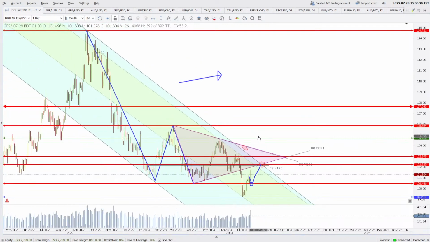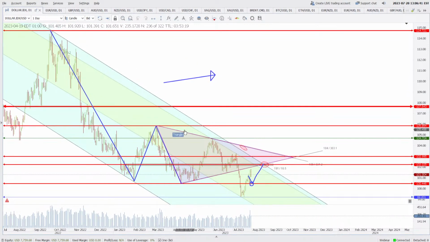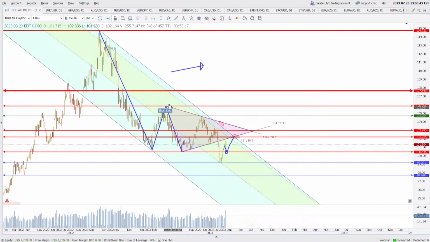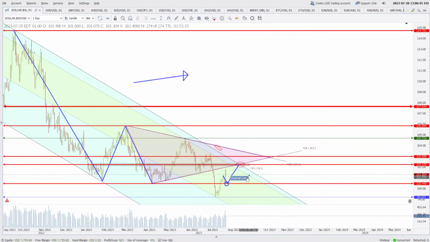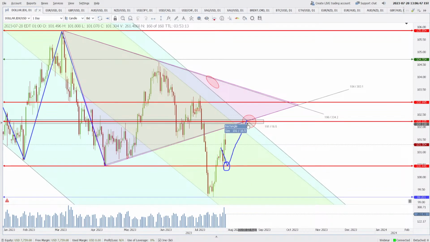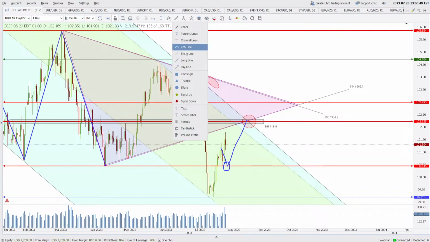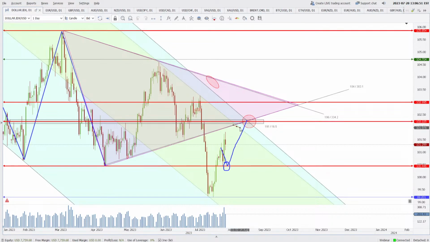Why is there so much doubt here? There's a bigger channel, and inside that bigger channel there is a smaller channel. So there is a confluence of resistance in this zone. Even this area is also important. This area may be a seller's area. But essentially 102.22 was the previous level of importance. That's why I said this area may provide huge resistance to the dollar.